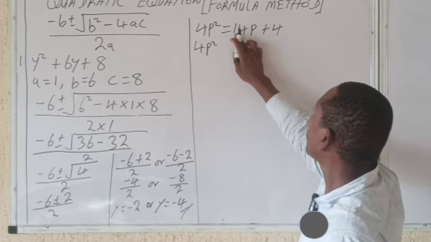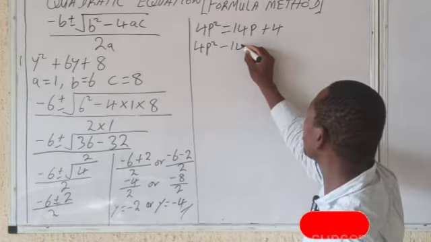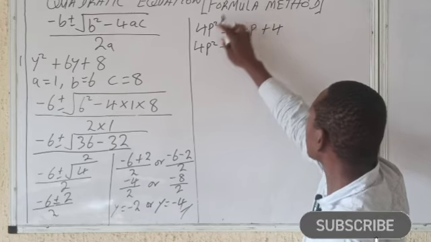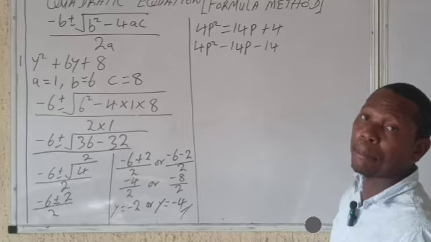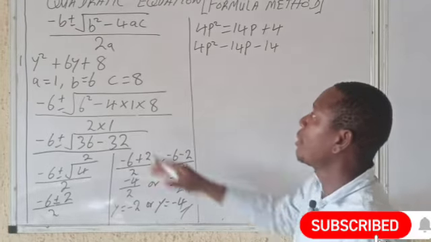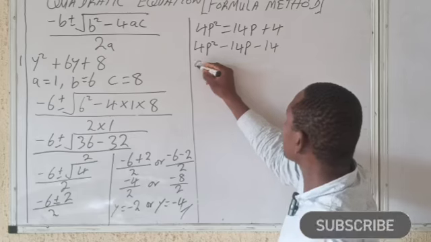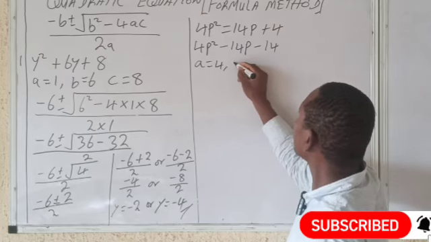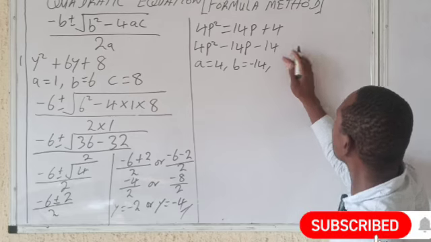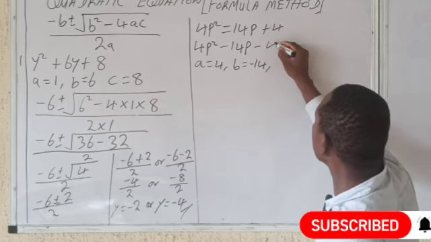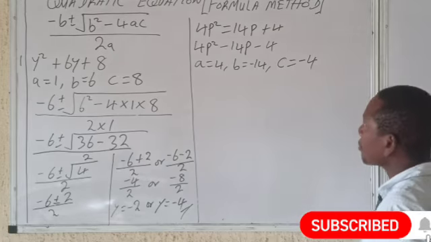Now, 14p crosses the equal to sign, becomes minus 14p. And if this crosses the equal to sign, it becomes minus 4. So you can now apply your normal formula. Remember, the formula is here. So the first thing again, a in this place is 4. b is actually minus 14. And c, sorry, c here is actually minus 4.